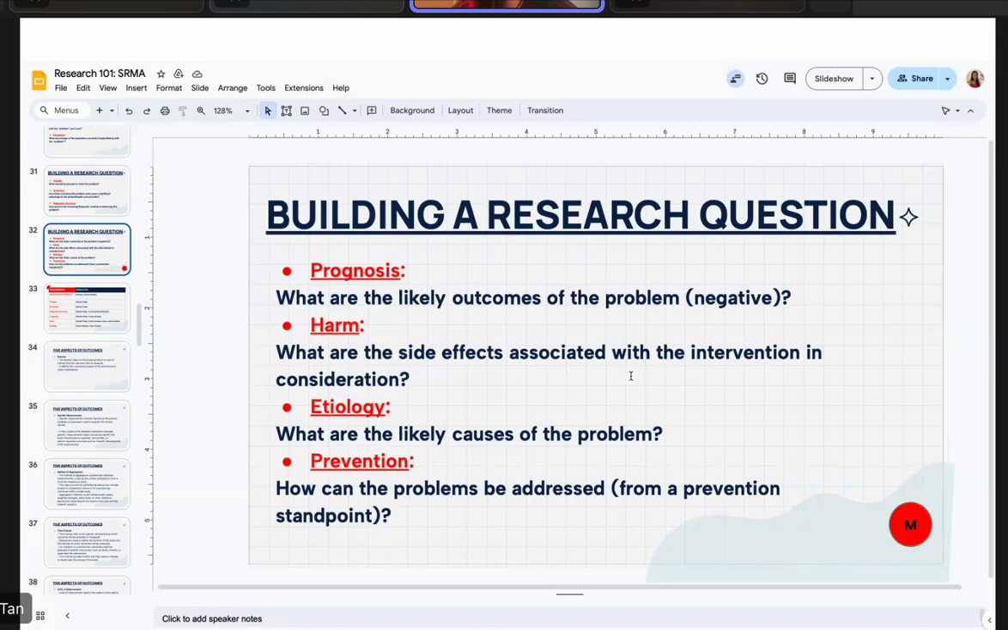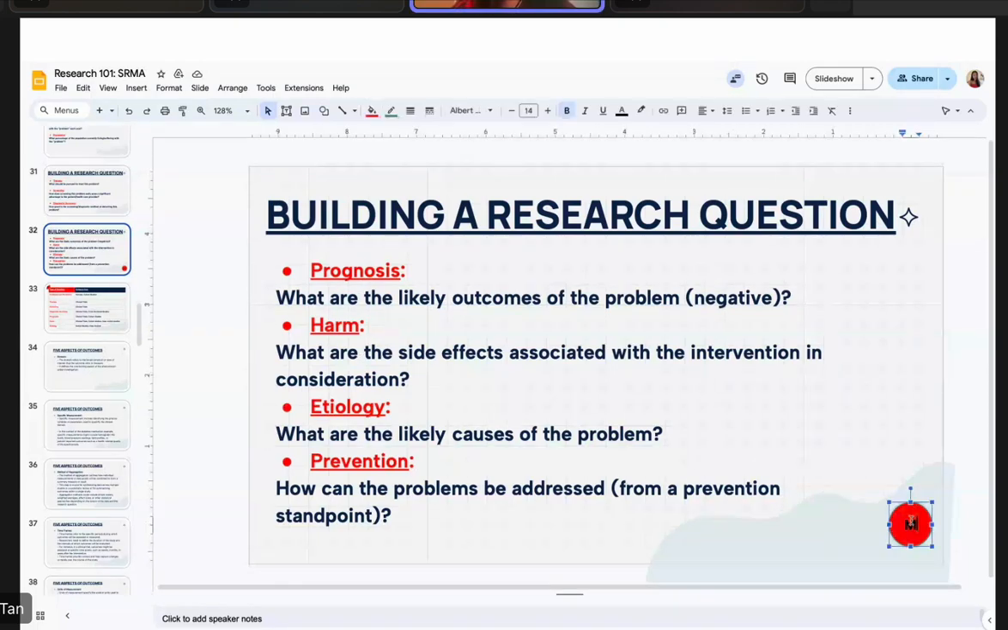And your harm. So prognosis is pretty much what kind of outcome the patient will have in the future because of the disease. And in harm, what are the side effects associated with the intervention in consideration? Etiology, what are the likely causes of the problem? And prevention, how can the problem be addressed from a prevention standpoint? So you can also do a study where you identify what kind of characteristics are a risk factor for a disease, for example, and what can be done to minimize that. So that would be prevention.